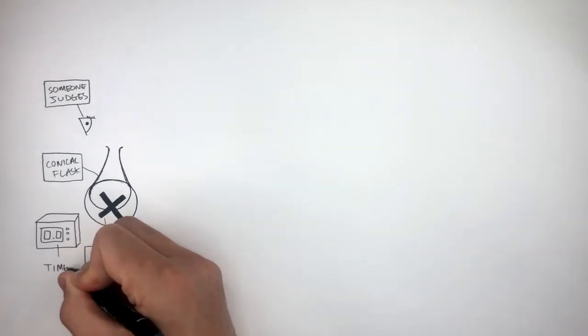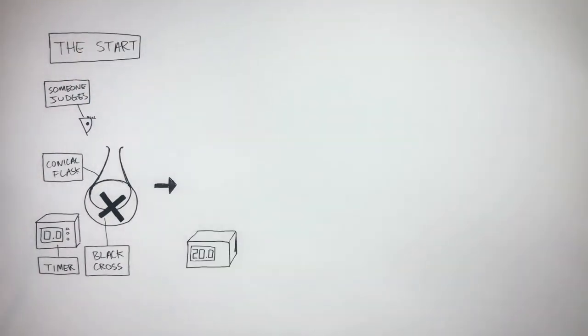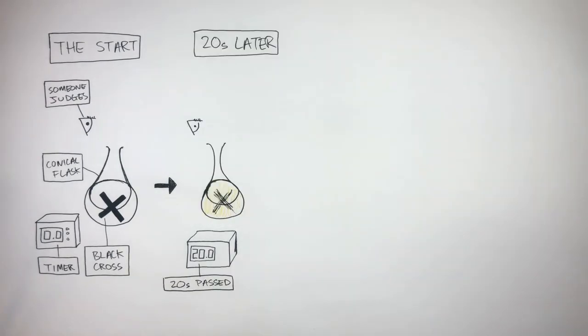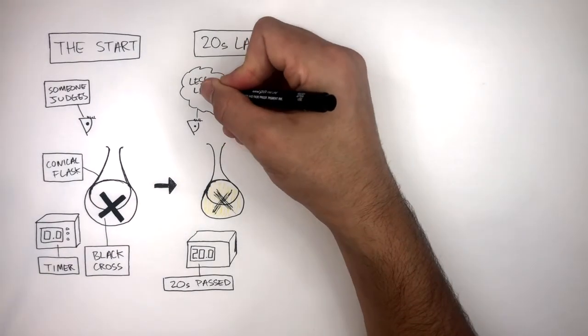We use a timer to measure this, and we start at 0 seconds, which is the start. Using the timer, we can see time has passed. In this case, 20 seconds has passed. And the person can see how a precipitate is forming, which is causing this person to see less of the cross. They take a note of this, such as less light is seen.